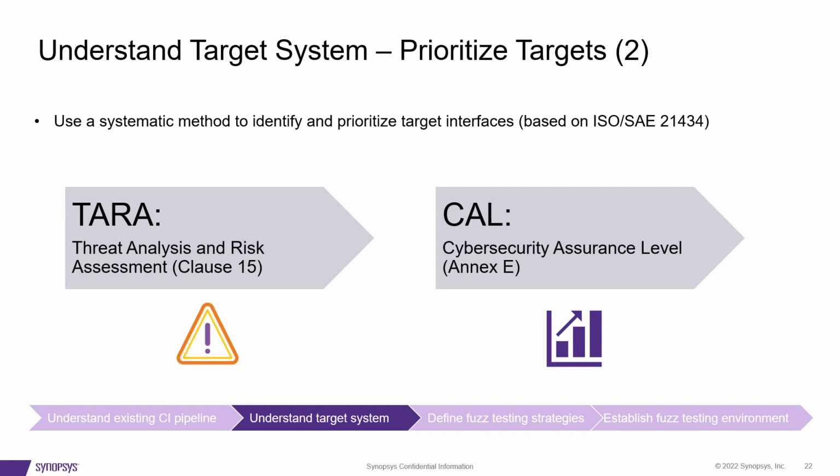As mentioned, TARA, threat analysis and risk assessment, is described in clause 15 of the ISO standard. And CAL, cybersecurity assurance level, is described in Annex E. It's important to note that since CAL is in Annex E, it's an optional part of the standard. It's not mandatory, but it is informative, and can be used when you perform these activities to help guide the amount of effort and work that you have to do. So we'll talk about that a little bit more on the next couple of slides.